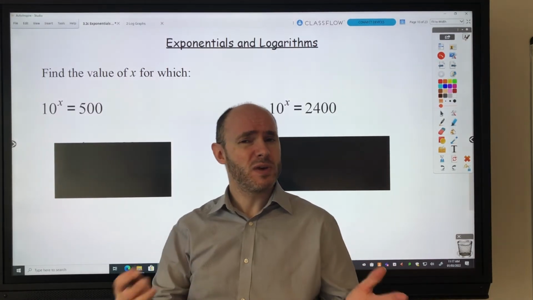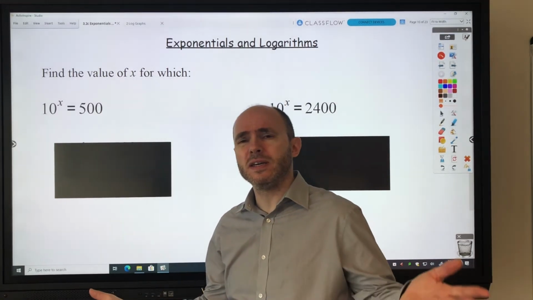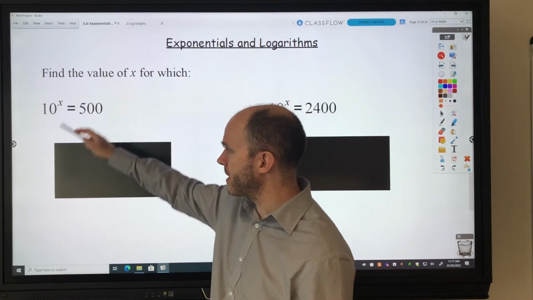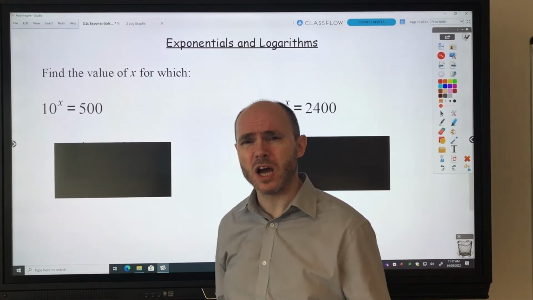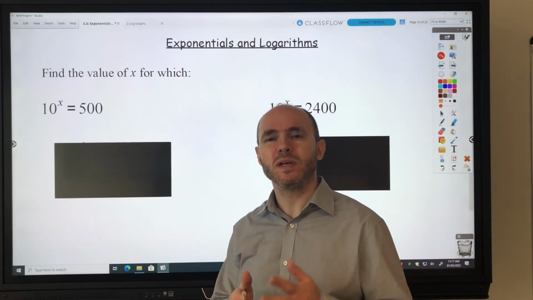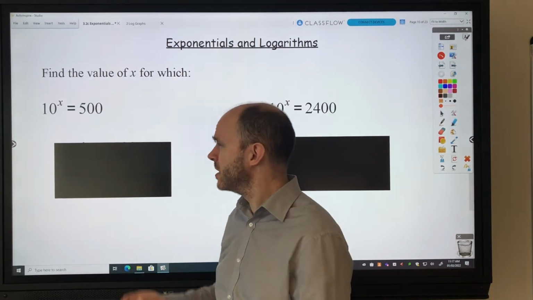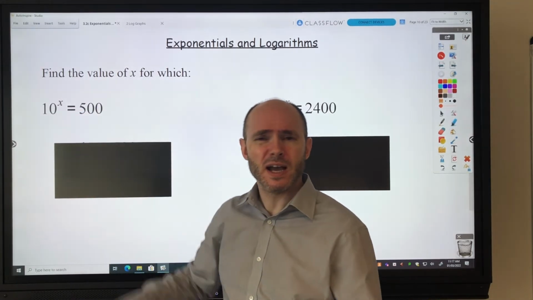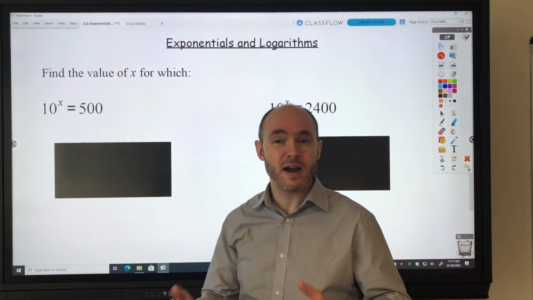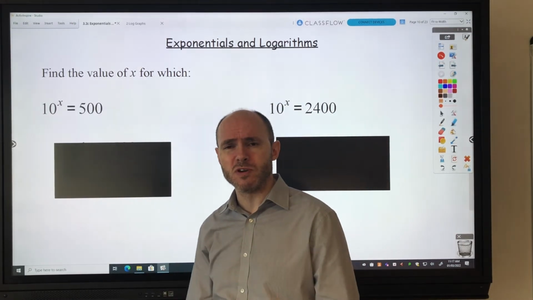Now, if you're in a lower year group, year 7, year 8, year 9, even year 10 or year 11, if you've not seen logarithms, you might just use trial and error. So you know that 10 squared is 100, 10 cubed is 1,000. So go for somewhere between 2 and 3, do 10 to the power of 2.5, and keep using your calculator until you get close to the value of 500, and then round it to the appropriate degree of accuracy.